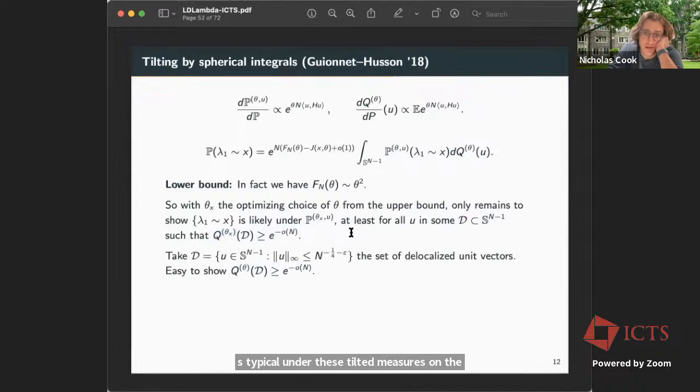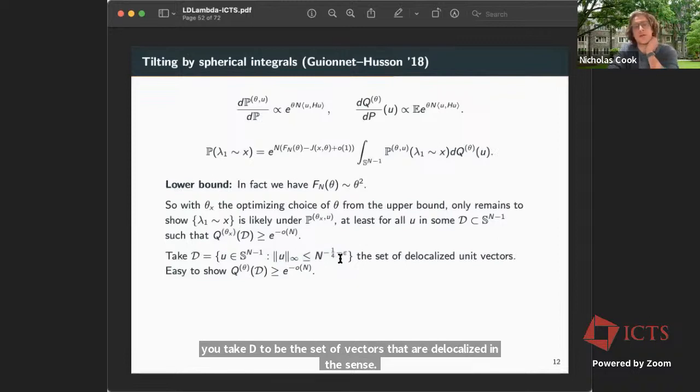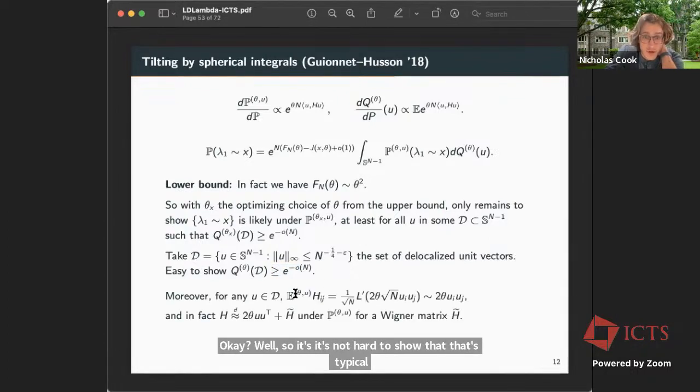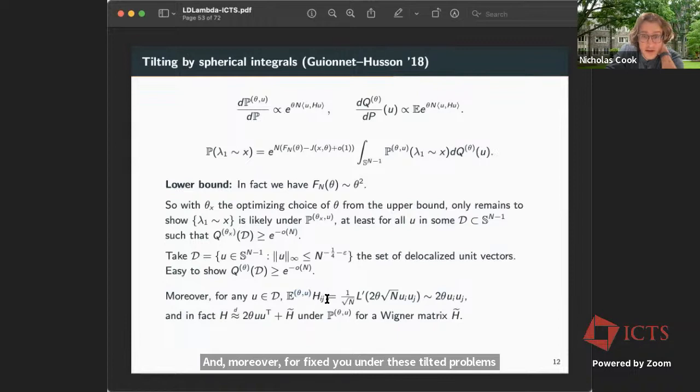And okay, in the sharp Sub-Gaussian case, this turns out to work if you take D to be the set of vectors that are delocalized in this sense. So as long as the unit vectors have components uniformly bounded by something much smaller than n to the minus a quarter. Well, it's not hard to show that that's typical. And moreover, for fixed U, under these tilted probability measures, you can compute this expectation of the matrix. You get it in terms of the derivative of the log Laplace transform. And since these are small, smaller than n to the minus a quarter, this argument is going to zero. And so just from Taylor expansion, you get this expression here.